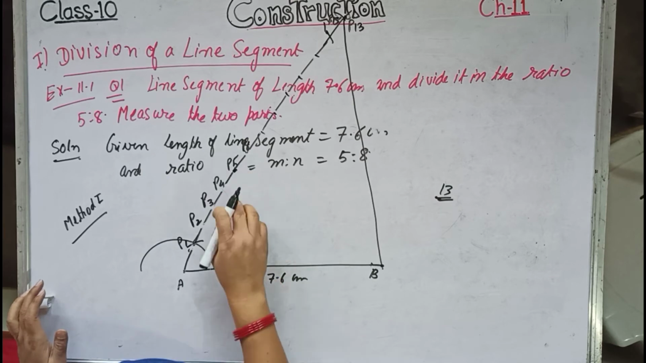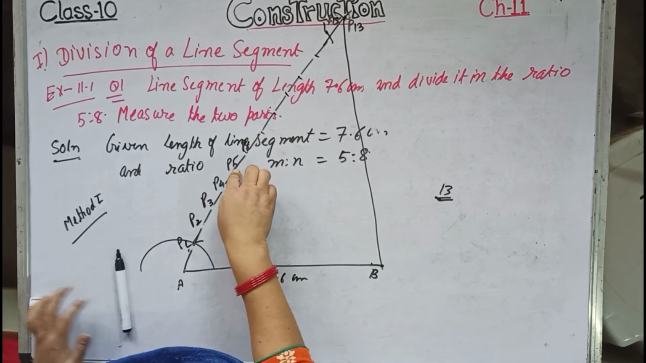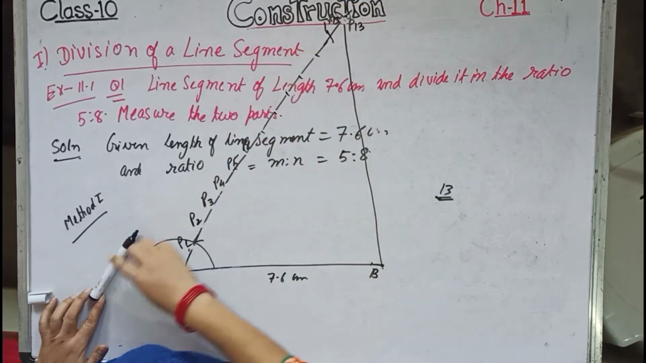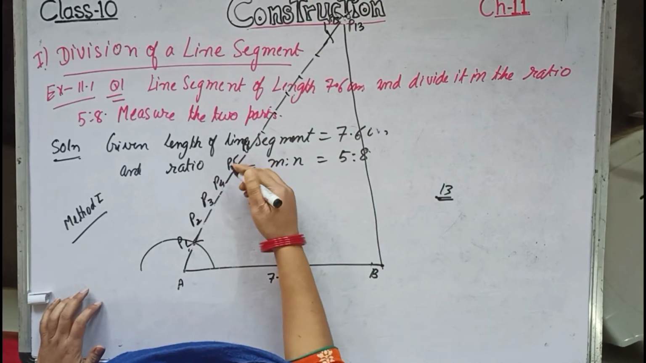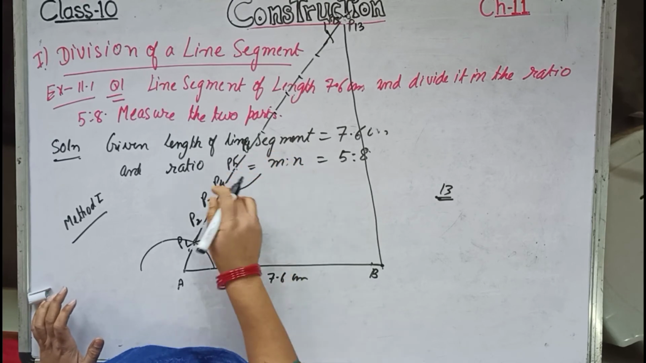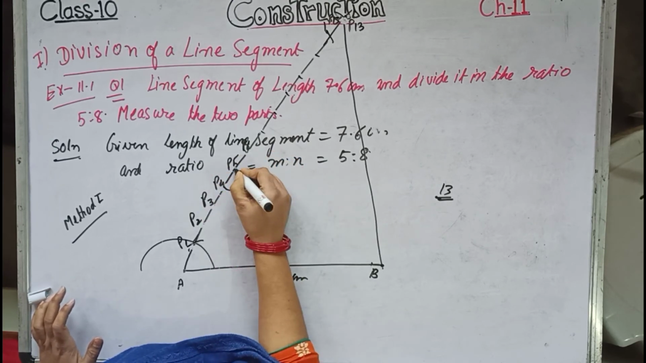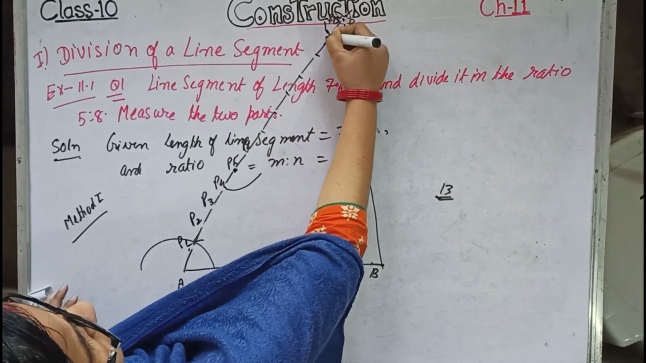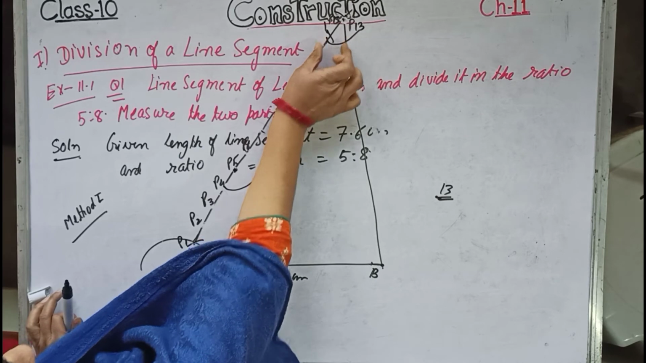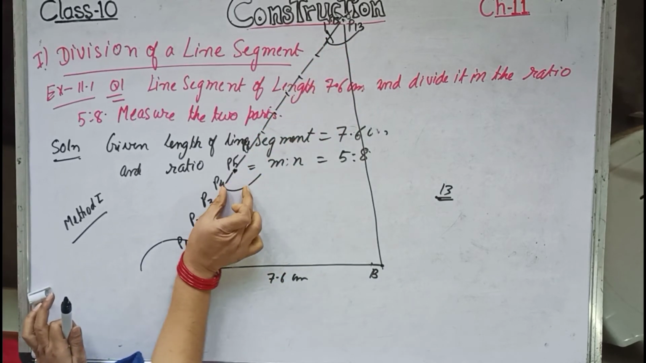Now what I will do is put the tip of the compass over here and make an arc. Again put the tip of the compass over here and make an arc of any radius. It's not necessary that it is coming here only. You can make it anywhere, but the same arc I'll keep here as well. Now I'll measure this angle, extend it and cut it.